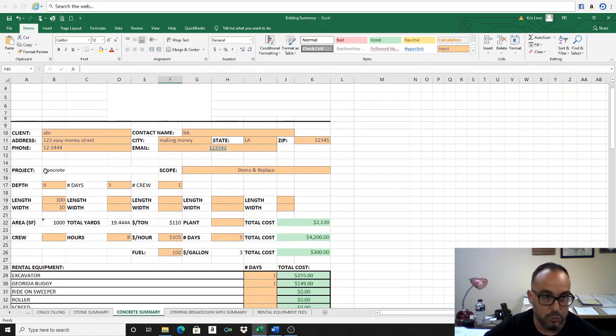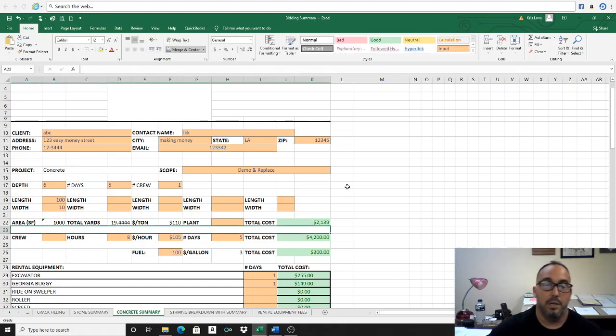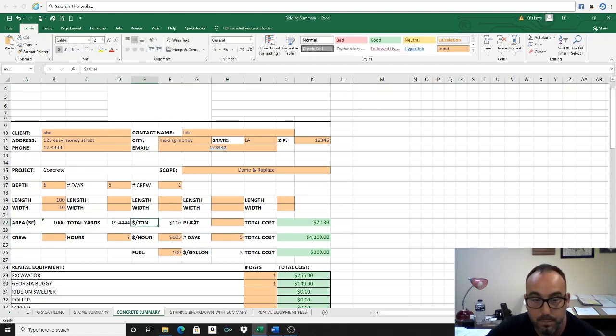We'll jump down here to what project it is, concrete. We're going to break out a patch and replace it 6 inches in depth. It's going to take us 5 days to do. 20 yards of concrete cost, if it's 110, 120, 130, whatever the case is, $110 a yard. As I said, it's an old one. I still got tons in here for asphalt. Total cost of concrete coming to your location, $2,139.